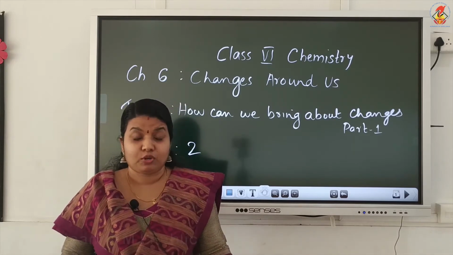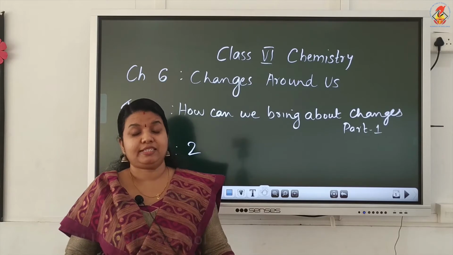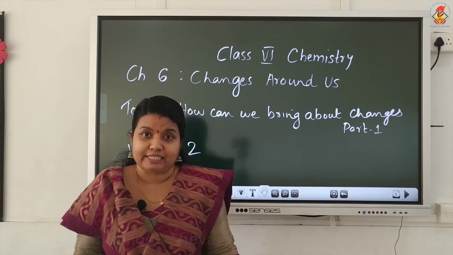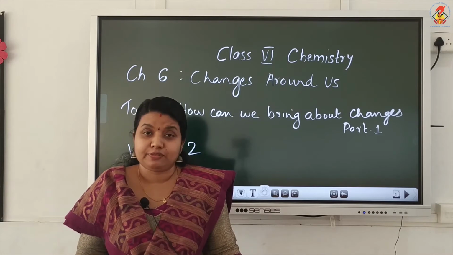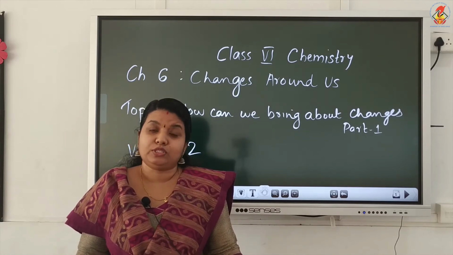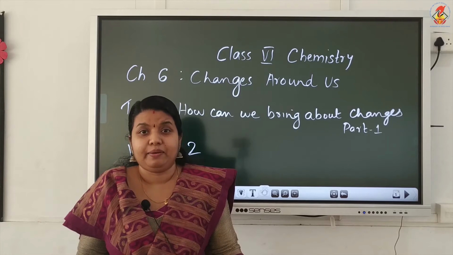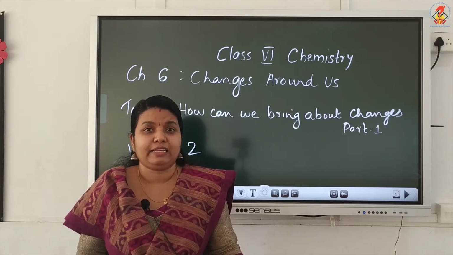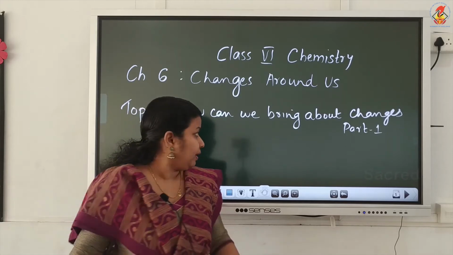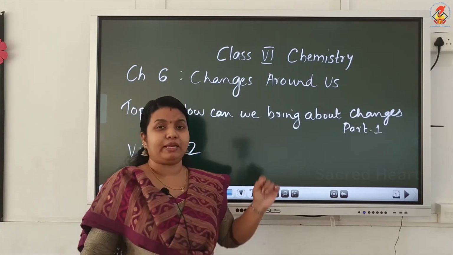What are reversible changes? The changes in which the original form of the object is brought back are known as reversible change. Irreversible change, on the other hand, is one in which the original form of the object cannot be brought back. We saw a few examples for reversible and irreversible changes. Today's topic is how can we bring about changes.